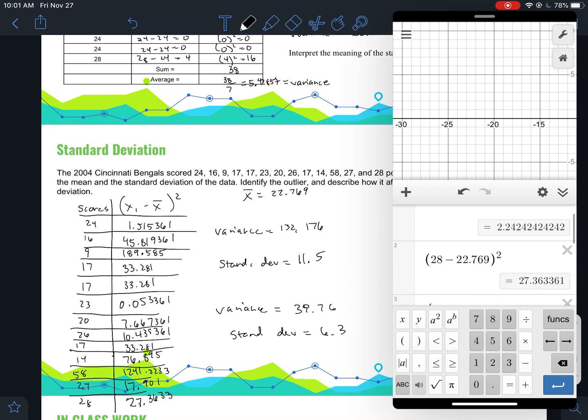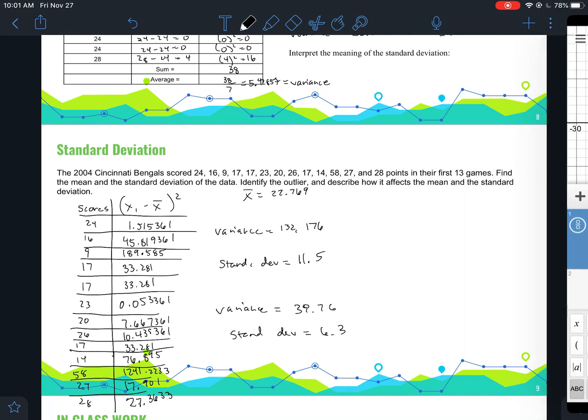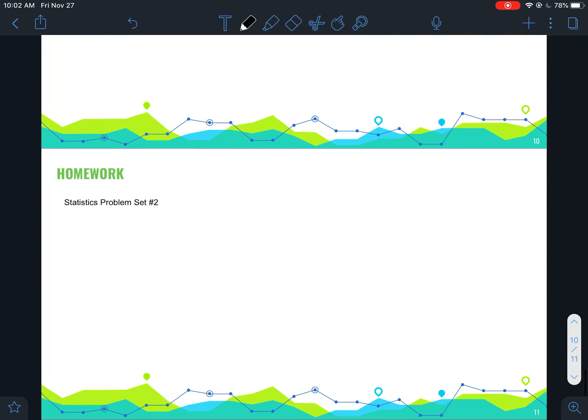We would also have to get rid of the biggest number here, so let's get rid of the 58. If you got rid of the 58 points, then the Bengals scored on average 19.8 points a game, and their standard deviation was 6.3 if we got rid of the outlier. All right, so that's standard deviation.